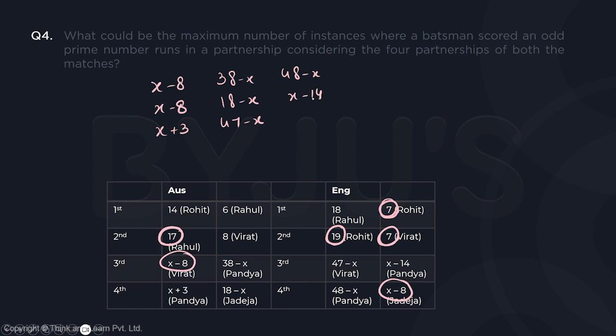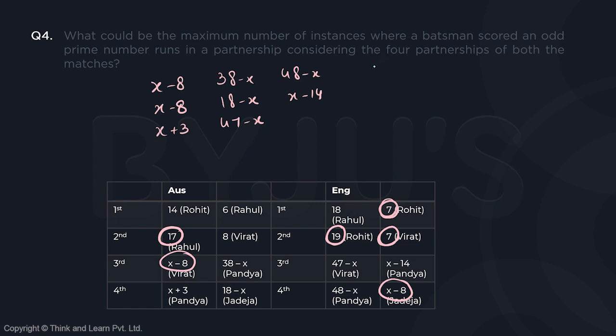Now you can clearly see, how do we check the values? X is being subtracted from an even number, or is subtracting an even number, in most of the cases. Rather, in 6 out of 8 cases, x is being subtracted from an even number or is subtracting an even number. That means if x is even, 6 of these numbers would be even, 2 will be odd. But if x is odd, 6 of these numbers would be odd and 2 will be even. And because we are looking for odd prime numbers, I would suggest putting values of x as odd numbers.